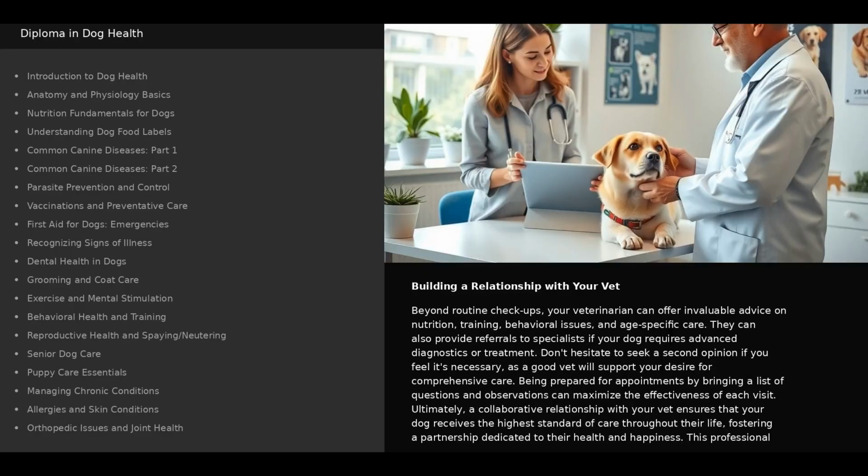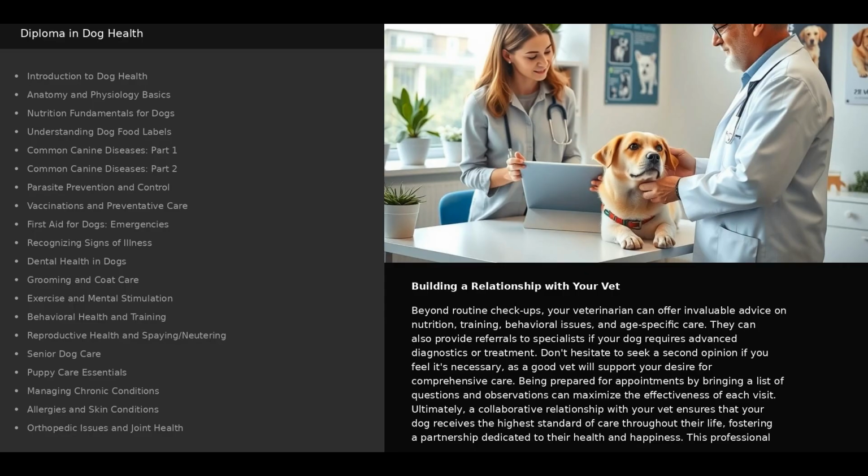Beyond routine checkups, your veterinarian can offer invaluable advice on nutrition, training, behavioral issues, and age-specific care. They can also provide referrals to specialists if your dog requires advanced diagnostics or treatment. Don't hesitate to seek a second opinion if you feel it's necessary, as a good vet will support your desire for comprehensive care.